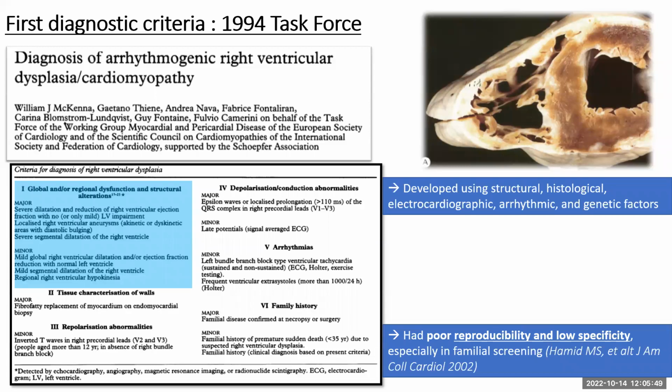That's why, for the first time in 1994, a specific task force integrated by world experts established a series of structural, histological, electrocardiographic, arrhythmic, and also genetic features for the diagnosis of ARVD. But the original imaging criteria in this consensus were limited by poor reproducibility and low specificity, especially in the family screening context. They lacked any quantitative and objective definition of abnormality, and only one of the following, the enlargement, the dysfunction, or the presence of regional right ventricular wall motion abnormalities, was required for fulfilling the imaging categories.